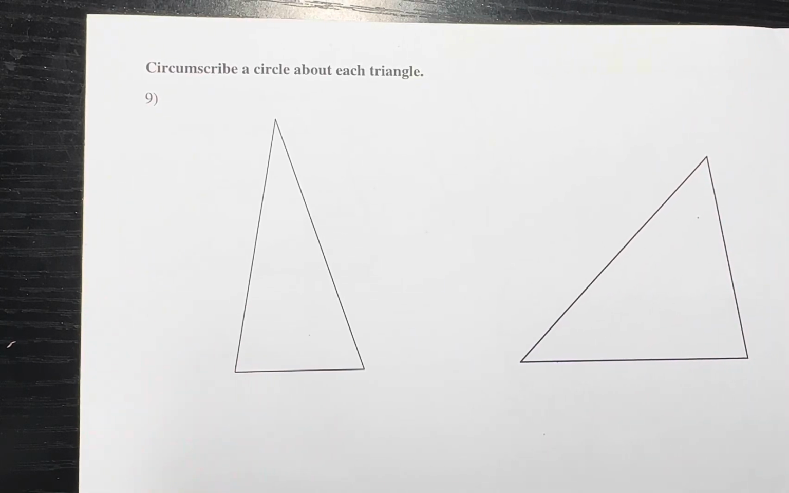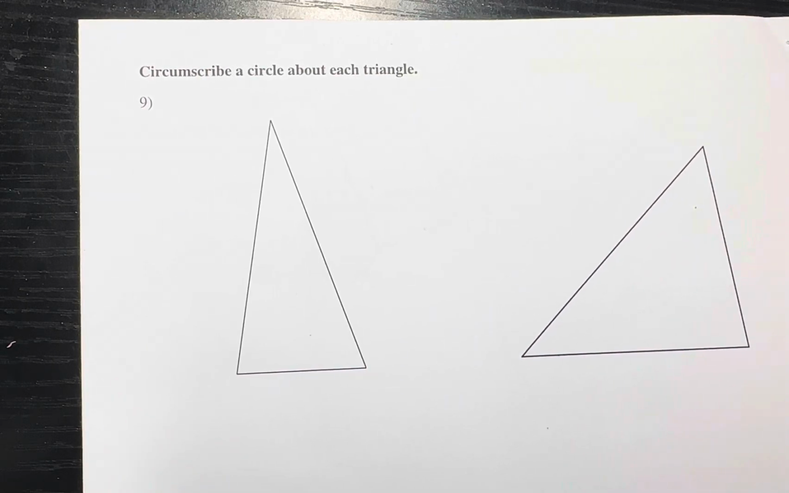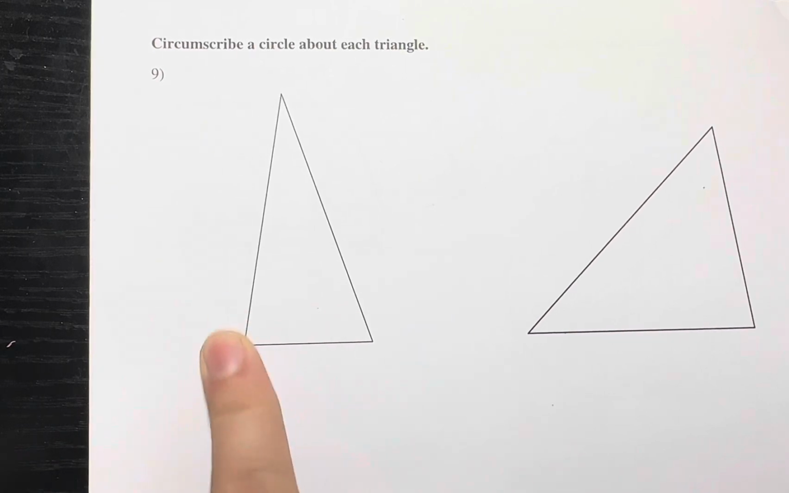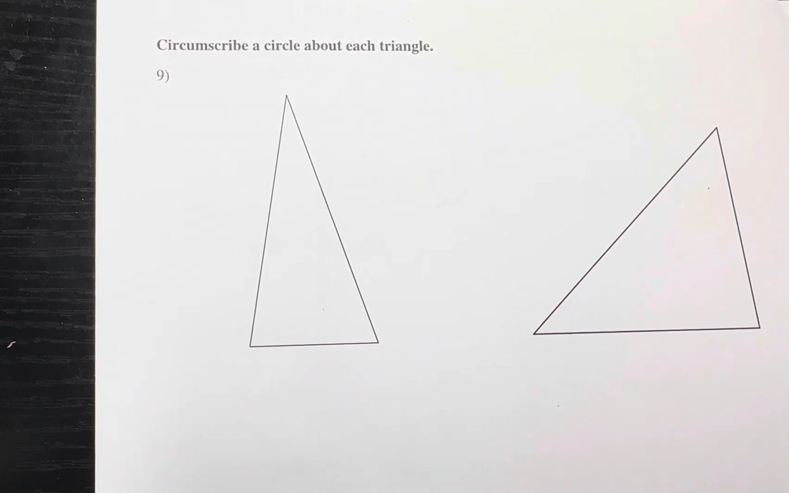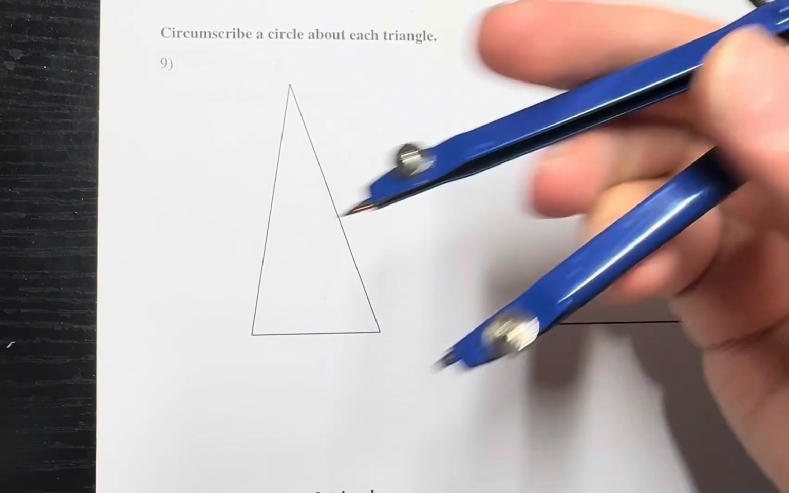So number 9 says circumscribe a circle about the triangle. So we're doing the exact same process. We're just doing it around a triangle now. So what we're going to do is we're going to choose 2 lines. I'll do this left line and this bottom line. And we're going to find the exact center of these lines. So let's do this left line first.